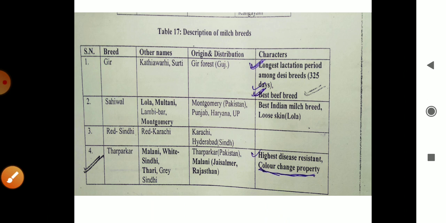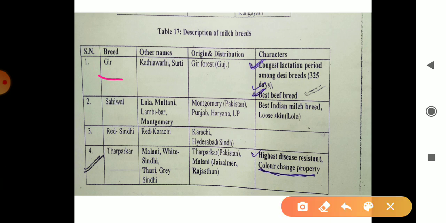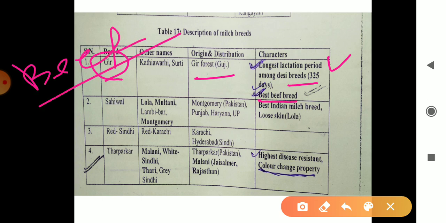Coming to the next questions, some indigenous breeds of India. Let's discuss one by one. Gir is a breed, very important. It's from Gujarat and it has a long lactation period among the desi breeds, and it is the best beef breed also. Dear students, beef is the meat of cattle.